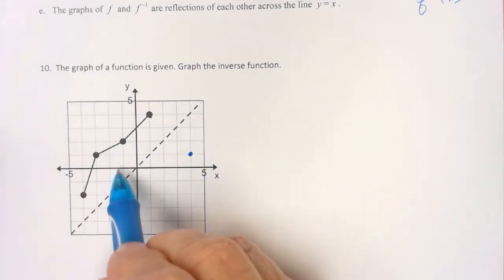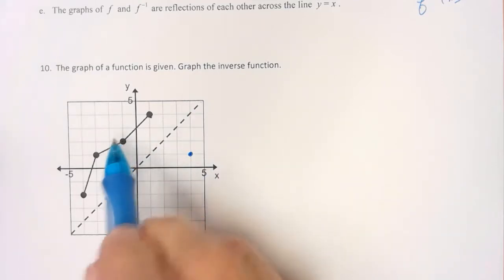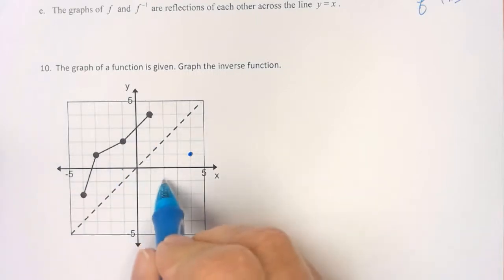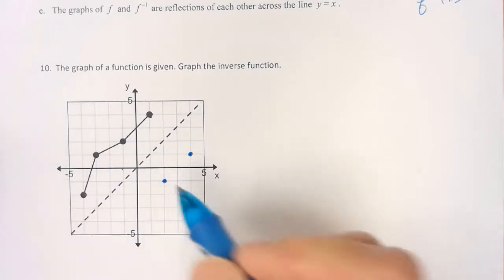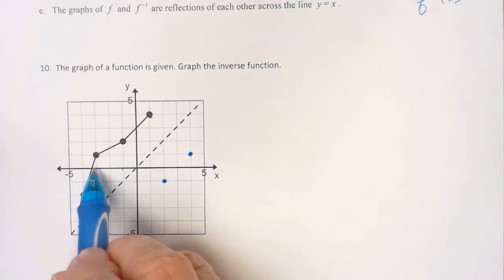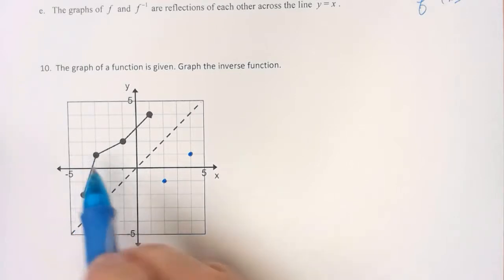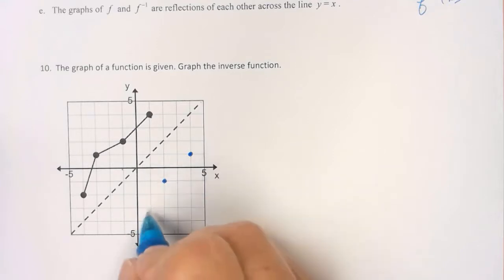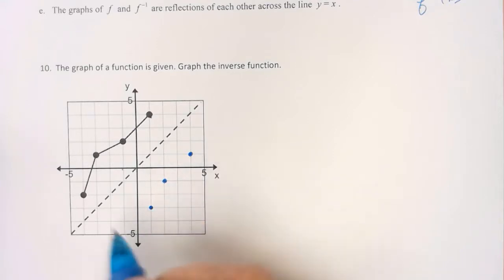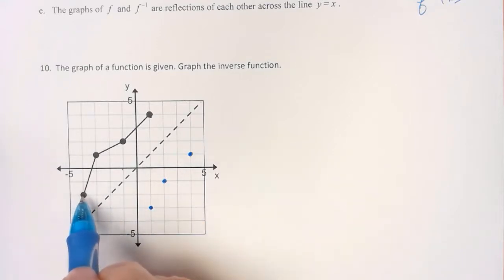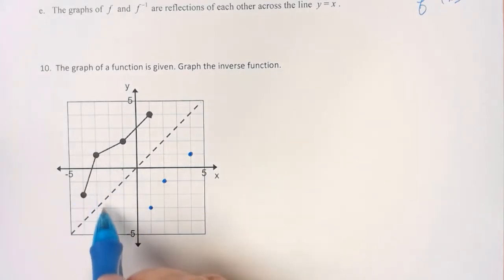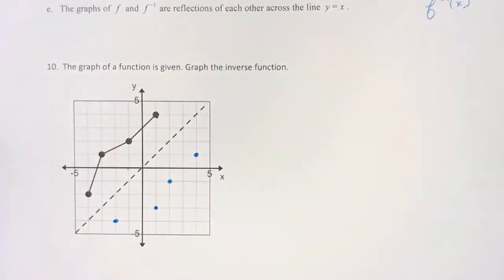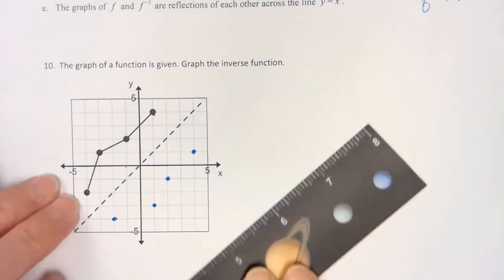This point is (-1, 2). Interchange, you get (2, -1). The third point is (-3, 1). Interchange, that'd be (1, -3). The last point we have on here is (-4, -2), so (-2, -4). And then we connect.